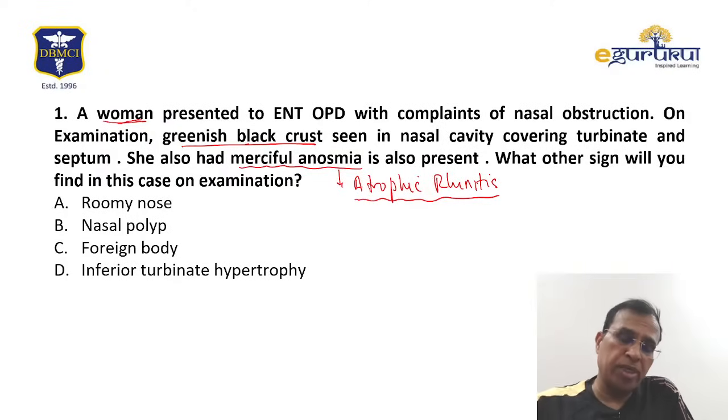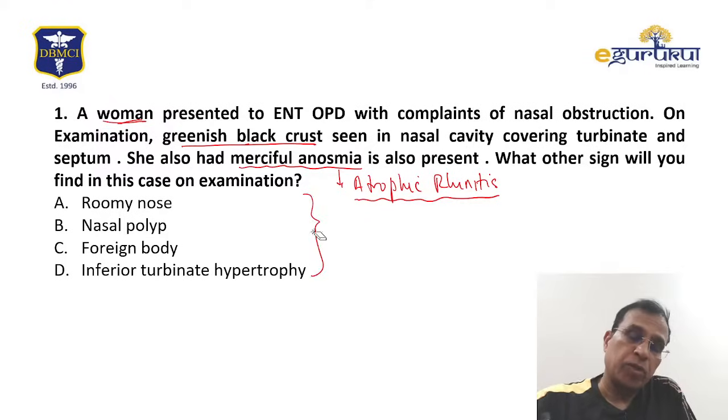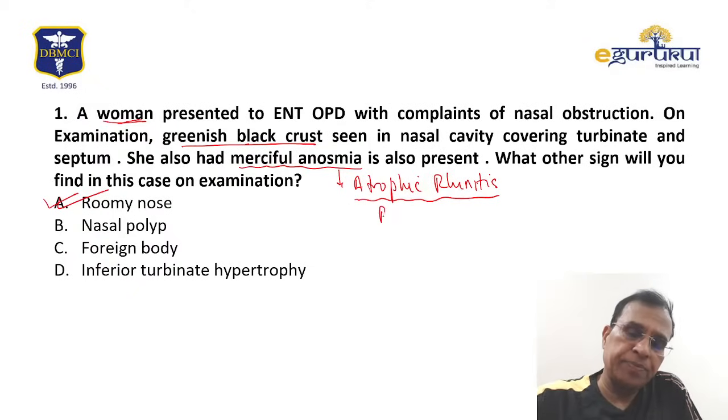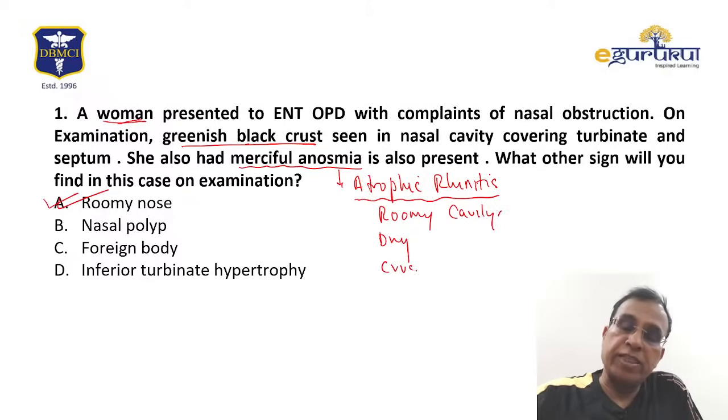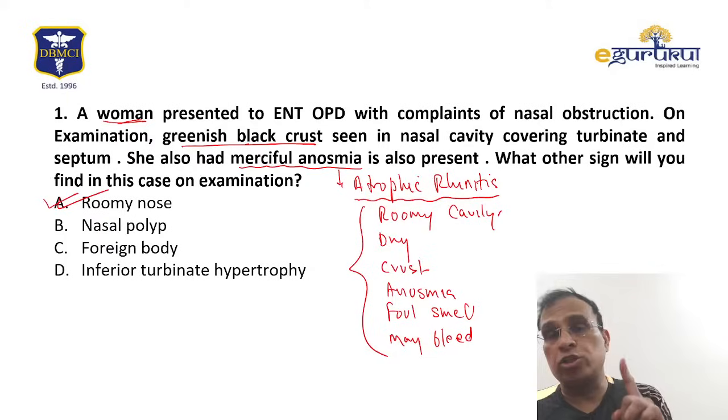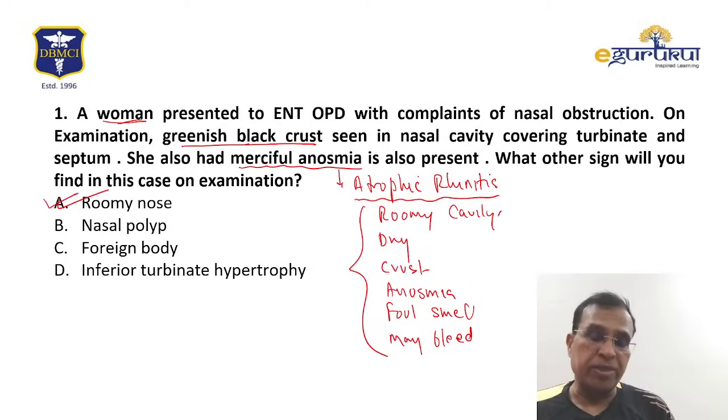So which of the following is a feature of atrophic rhinitis? Roomy cavity. So there is roomy cavity in atrophic rhinitis. There is dry cavity. There is crust formation which is given in choices. There is anosmia which is called merciful anosmia. There is foul smell and may bleed. These are the features of atrophic rhinitis. Out of these 6 features possible, only one is given in the choices, which is roomy cavity. So that becomes the correct answer.